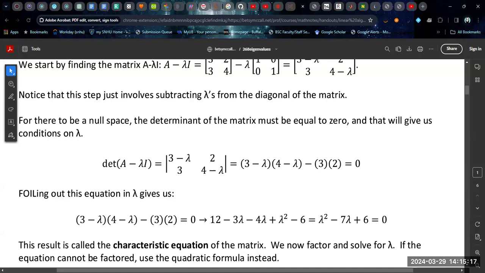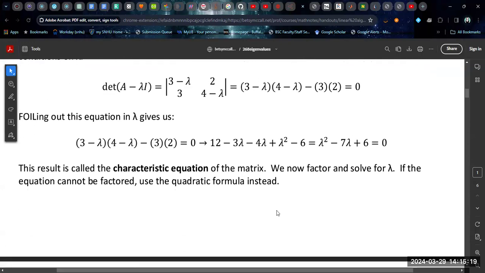Now here we have to do some algebra. So we're going to FOIL out our terms here and combine like terms. So 3 times 4 is 12.